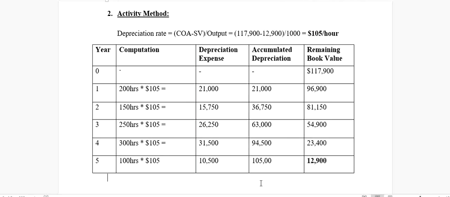So this is how the activity method works, slightly different from the straight line method because of the formula of quantity multiplied by the rate. And to calculate the rate, you're going to use a formula which is almost similar to the straight line method. That's the activity method for calculating depreciation.